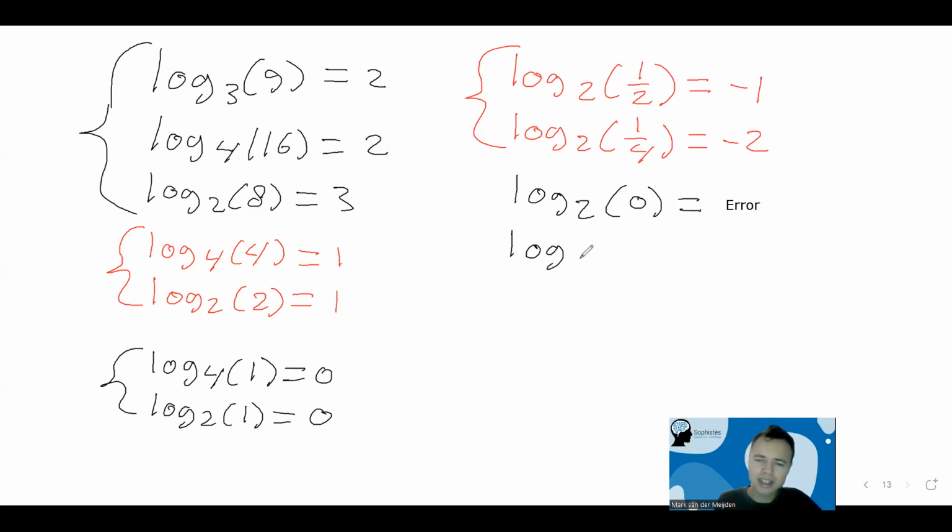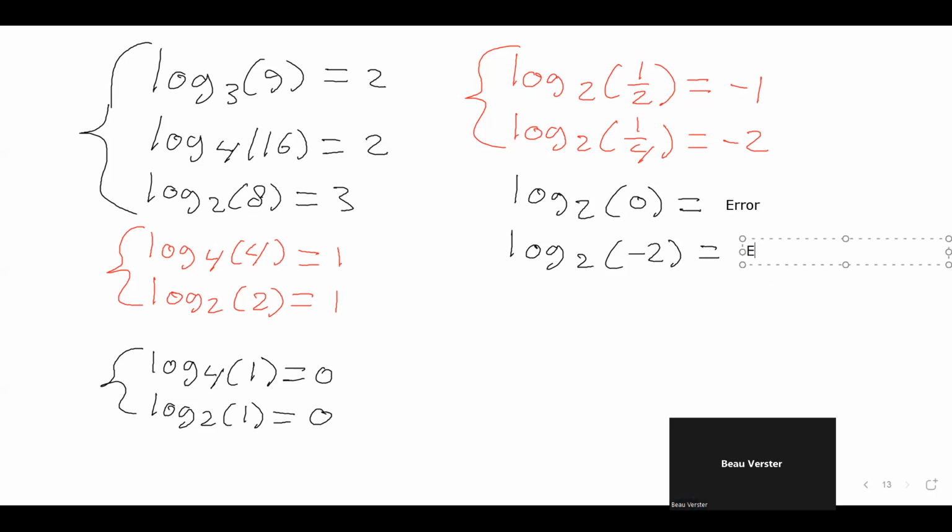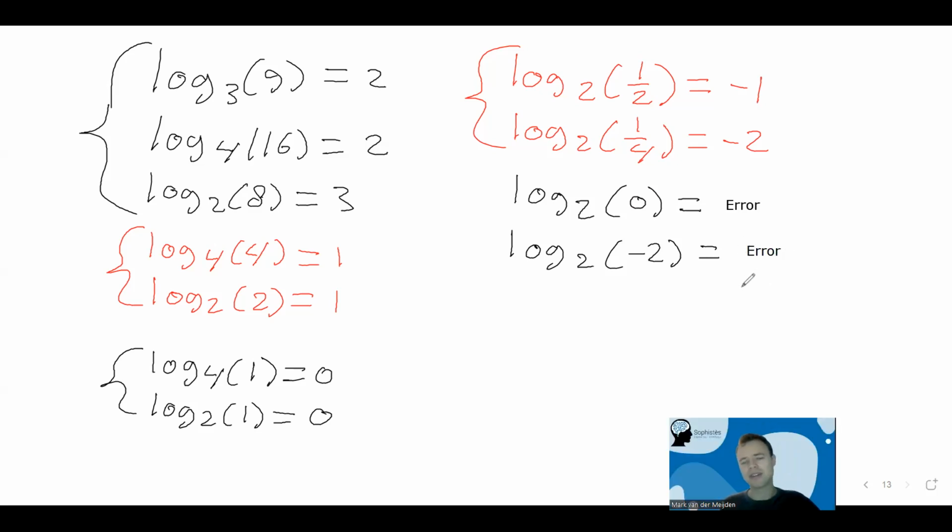Can I insert negative numbers inside my logarithm? Something like this. Is that possible? No. This also doesn't have a solution. There's nothing you can fill into the power to make the exponential function negative. So it has no solution as well.